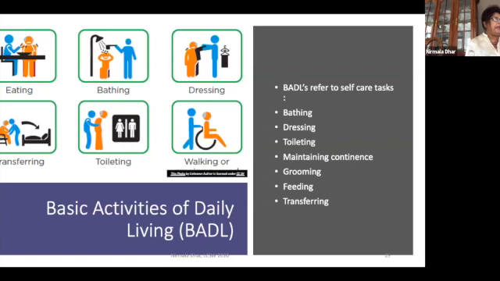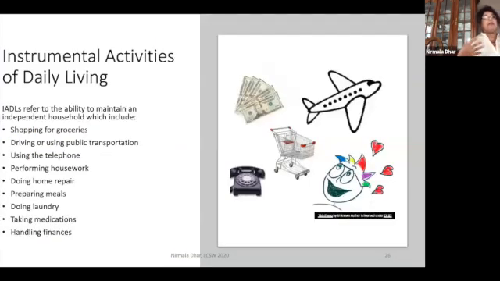And then we have, next slide, something called instrumental activities of daily living. These are activities that refer to the ability to maintain an independent household, which includes shopping for groceries, driving or using public transportation, performing housework, doing home repairs, preparing meals, doing laundry, taking medications, managing medical emergencies, handling finances. Can you see? These are higher level activities for independent living.